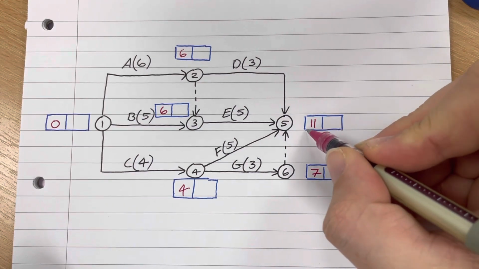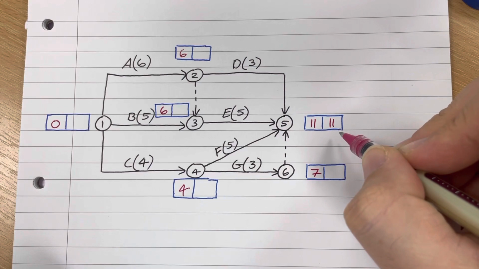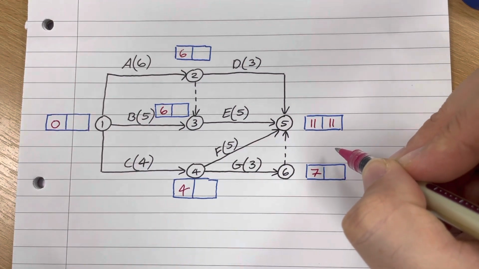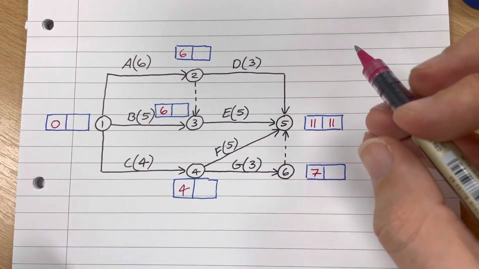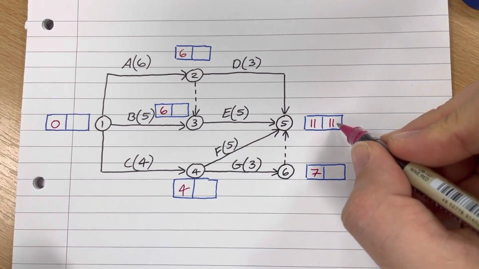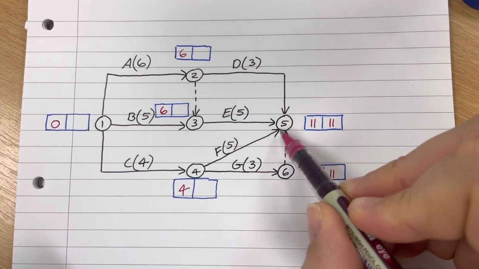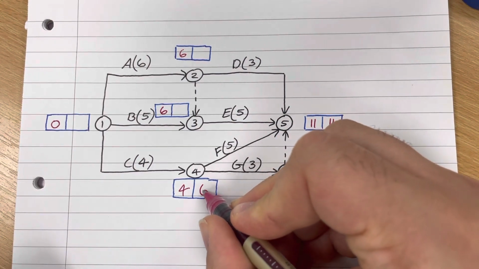So for the backward pass, we duplicate the number here across to the right-hand side, and then instead of adding, we subtract. Instead of taking the biggest, we take the smallest, and instead of following the arrows, we're going to reverse all the arrows. So 11 minus 0 is 11. 11 minus 5 is 6. 11 minus 3 is 8. So 6 gets put there.